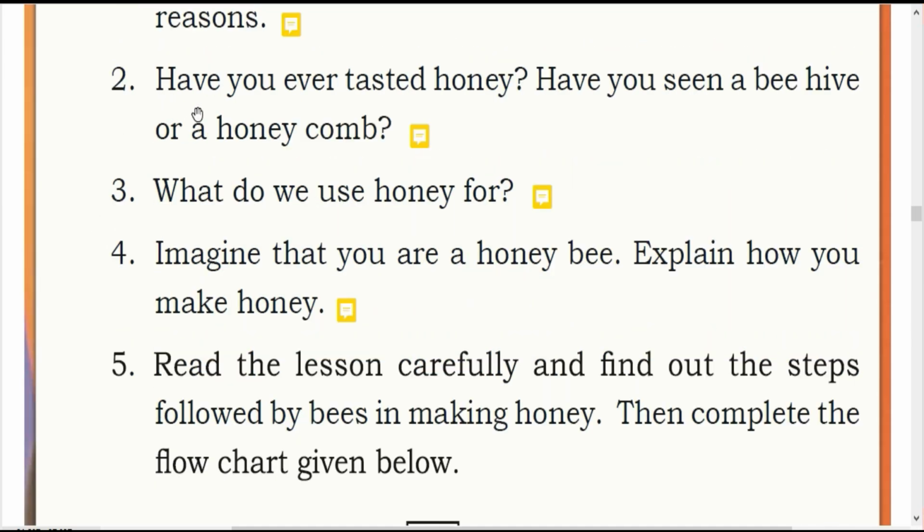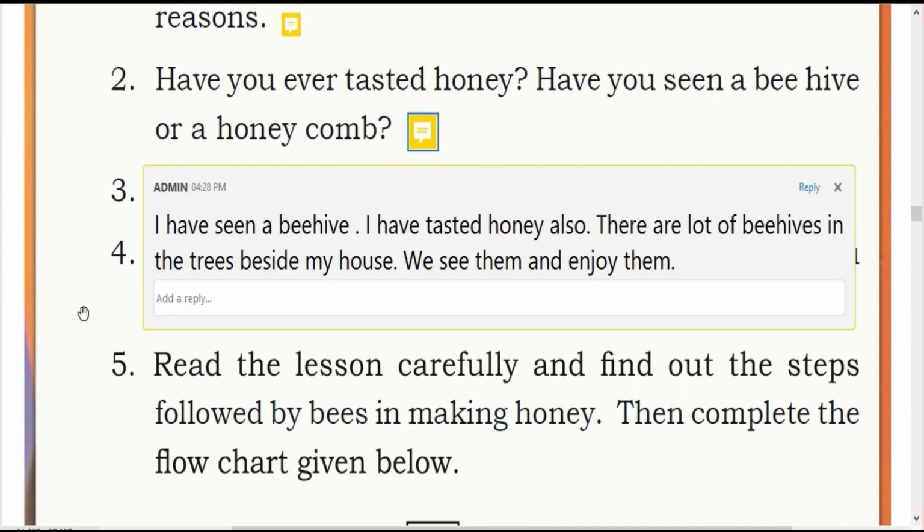Second one, have you ever tasted honey? Have you seen a beehive or a honeycomb? The answer is I have seen a beehive. I have tasted honey also. There are a lot of beehives in the trees beside my house. We see them and enjoy them.